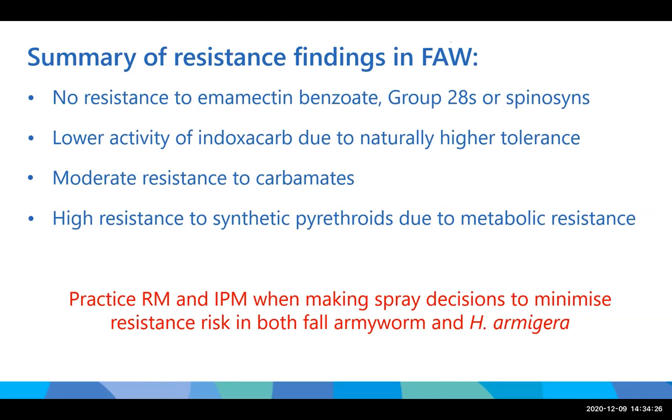So currently there is no formal resistance management strategy in place for fall armyworm. Obviously, that's going to change over time. But in the meantime, I think the key principles of resistance management and IPM really should be applied when making spray decisions. So obviously things like regular monitoring, timing of applications of those selective products on above-threshold populations. And I guess most important of all, rotating those insecticides with different modes of action. That's going to be critical in terms of minimising resistance risk in both fall armyworm and in Armydra.